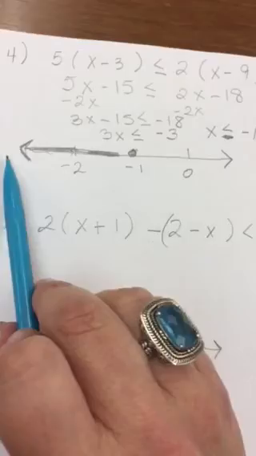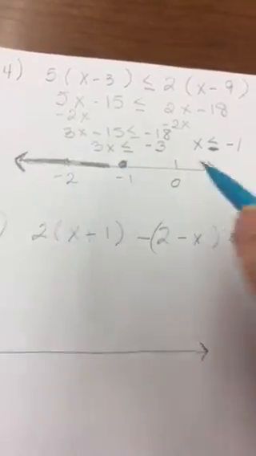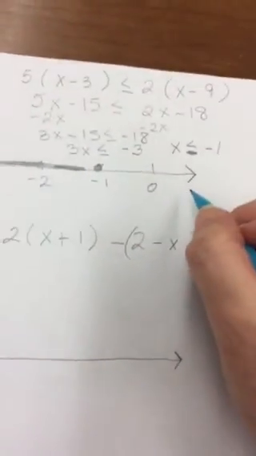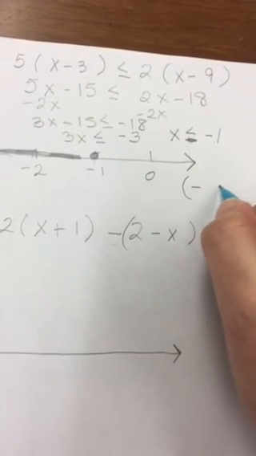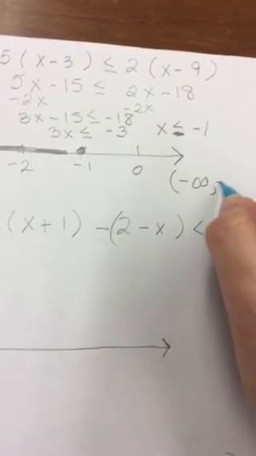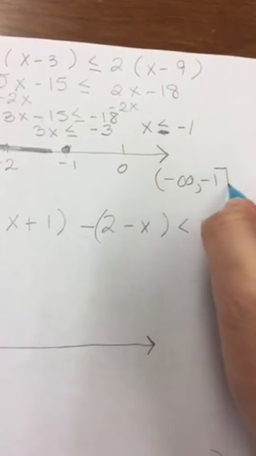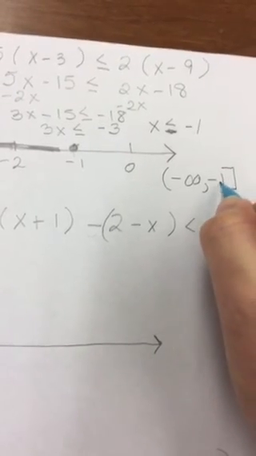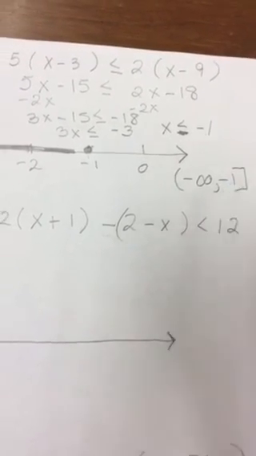And then interval notation is a left to right process. So that's a negative infinity. And infinities always get parentheses. So negative infinity, negative 1. And the closed circle says I use a bracket. That shows that my negative 1 is included in my solution set.